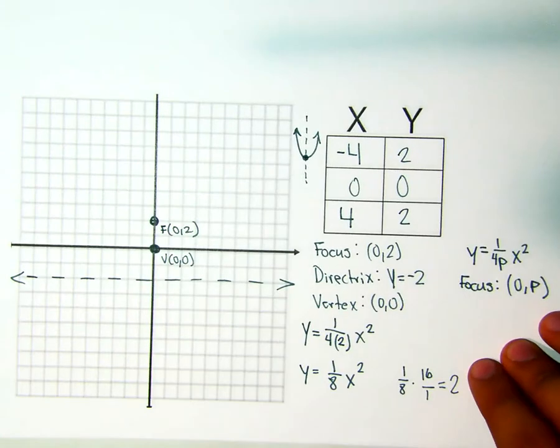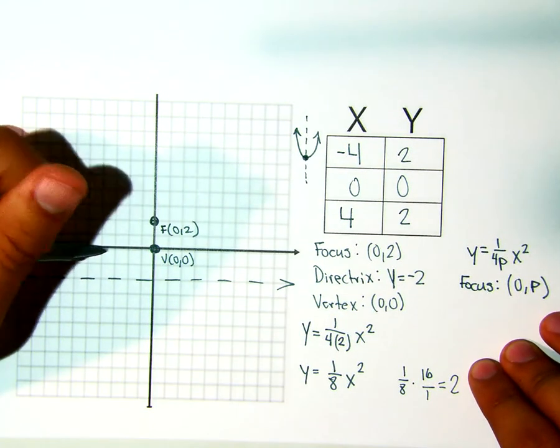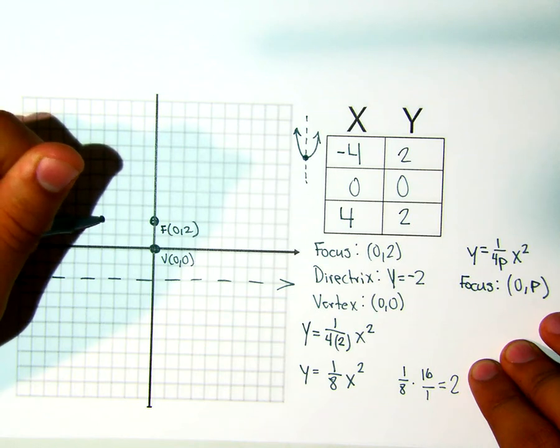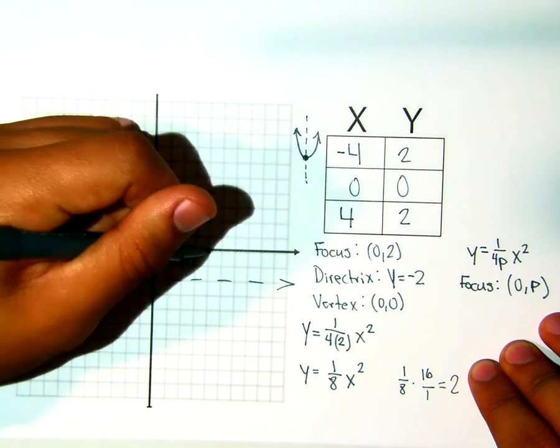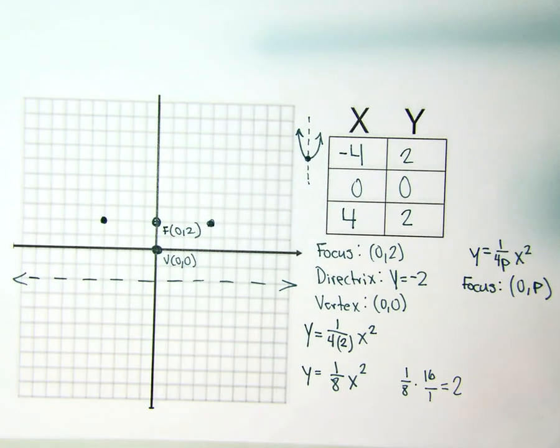So now we can plot these points. We have (-4, 2) and we have (4, 2). So we have 3 points, and we can now graph.